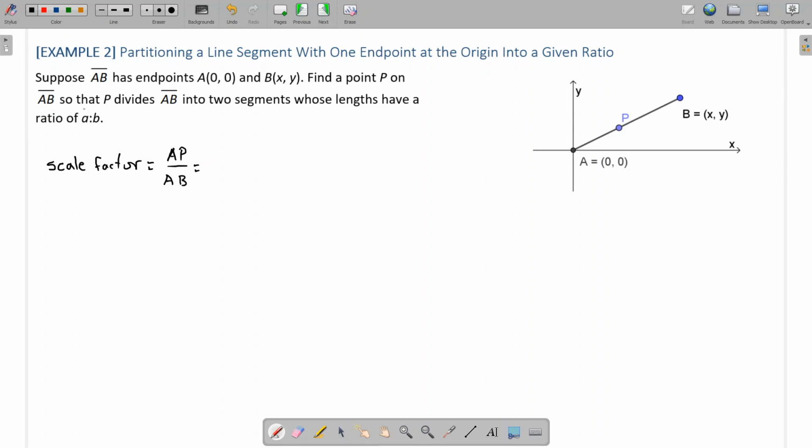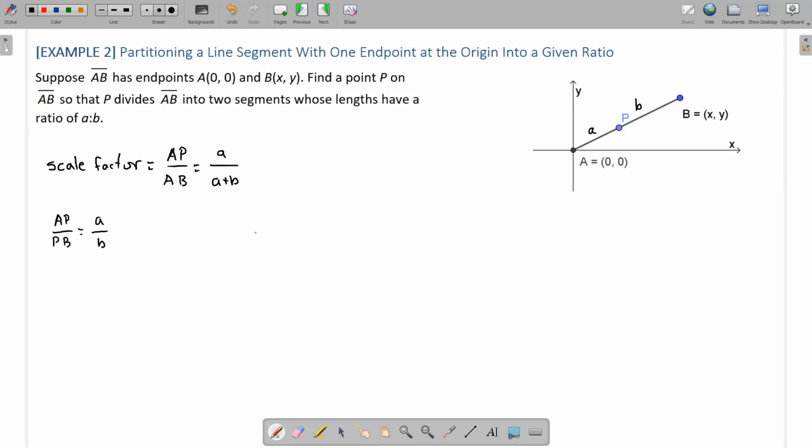Well, we know that we were given that AP divided by PB is supposed to be little a over b. The ratio is, think of this as like A and this is like B. This to this. So if I want the overall scale factor, the numerator is a, but the denominator is a plus b. AB would be the whole thing. So here's our scale factor.